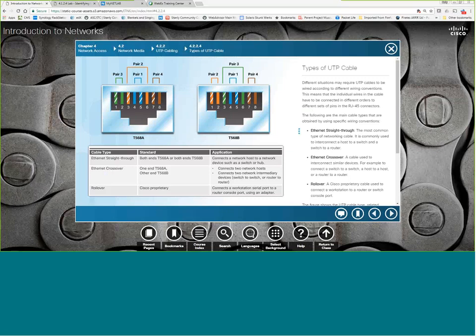Because here's why. The NIC on a router, or the router's port, is considered to be a network interface card. So if you connect a PC to a switch, you use a straight through. Same thing with a router to a switch.